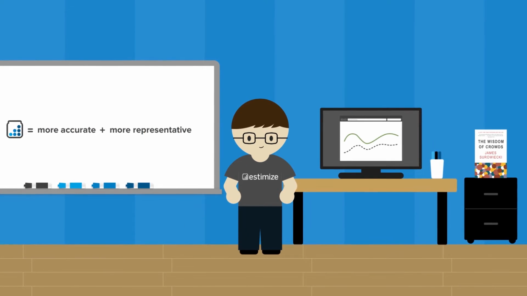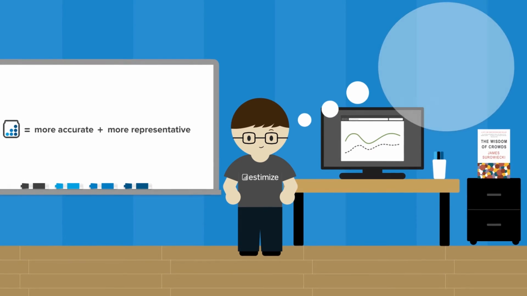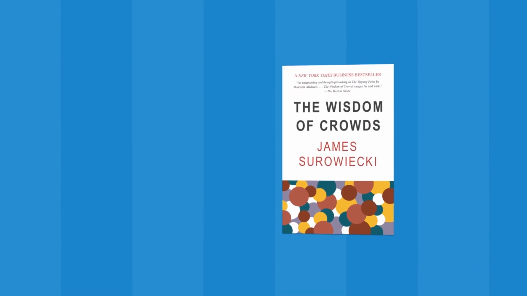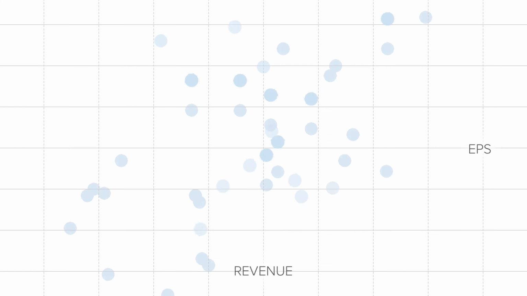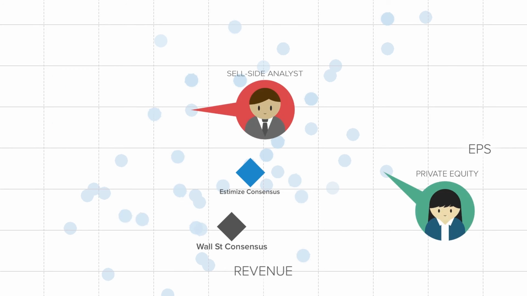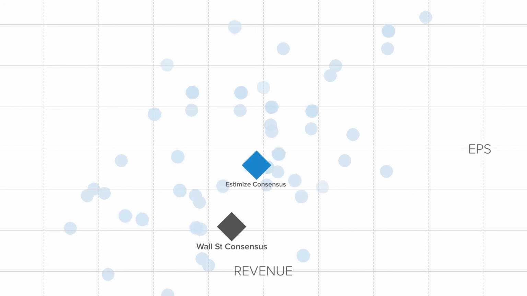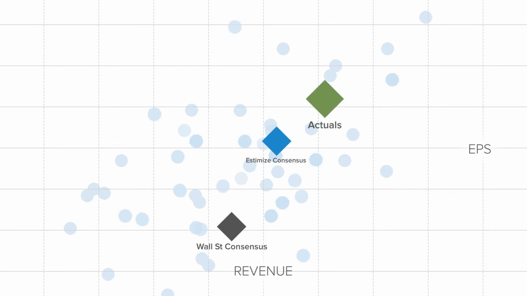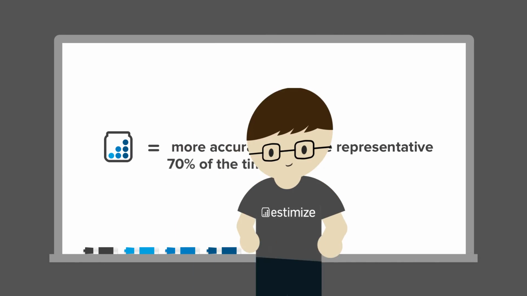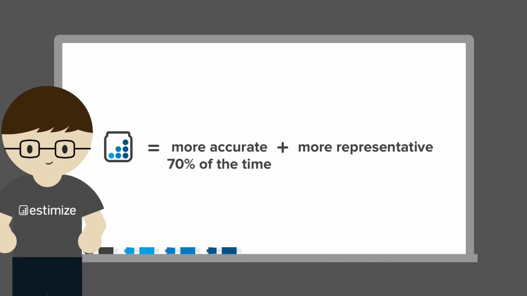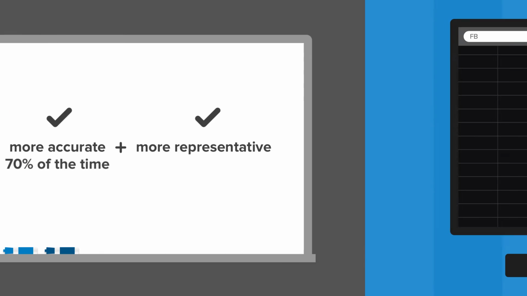But you might be curious, what happens to accuracy when anyone can contribute? That's a good question. Actually, it turns out the crowd is wiser. Because the Estimize community is larger, more diverse, and can revise their estimates in real time to account for the latest market information, the Estimize consensus has turned out to be more accurate than the Wall Street consensus about 70% of the time. But not only has the data set proven to be more accurate, more importantly, it is also a better representation of what the market truly expects.